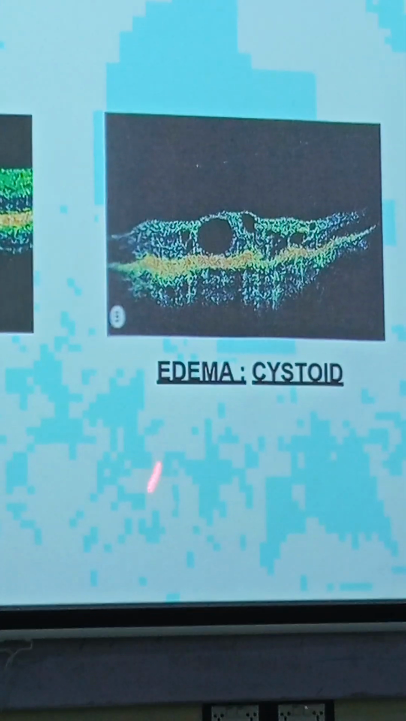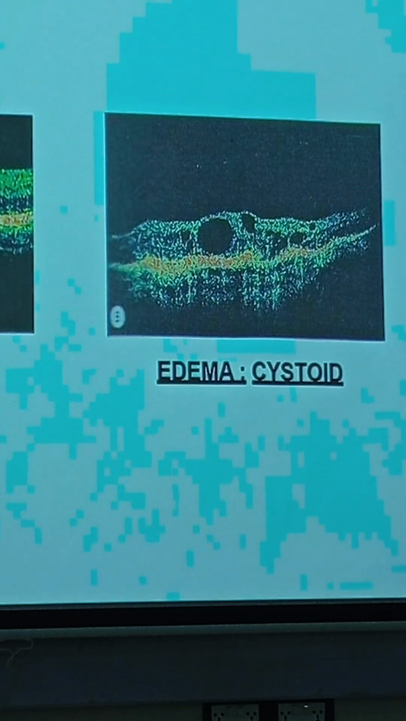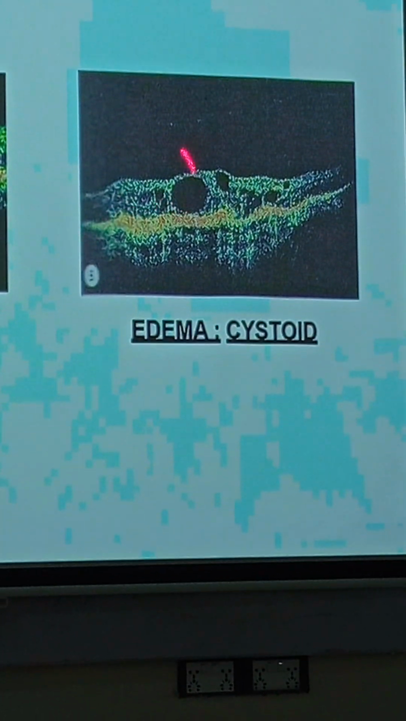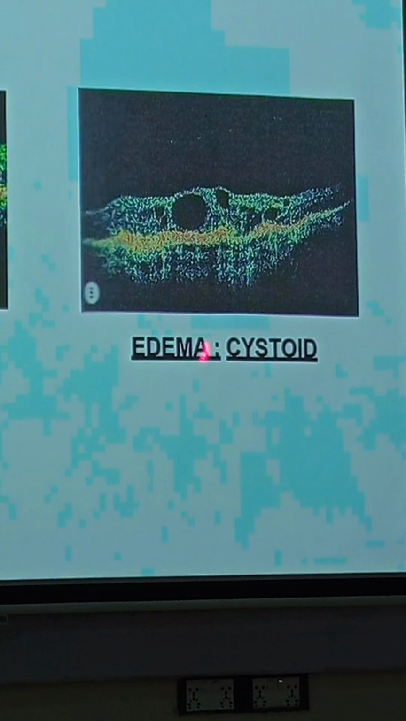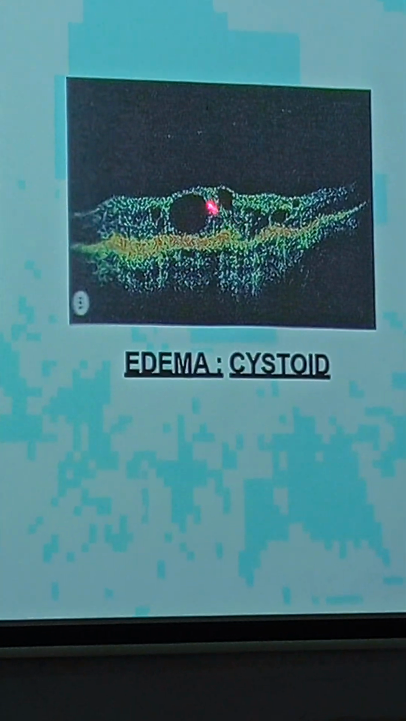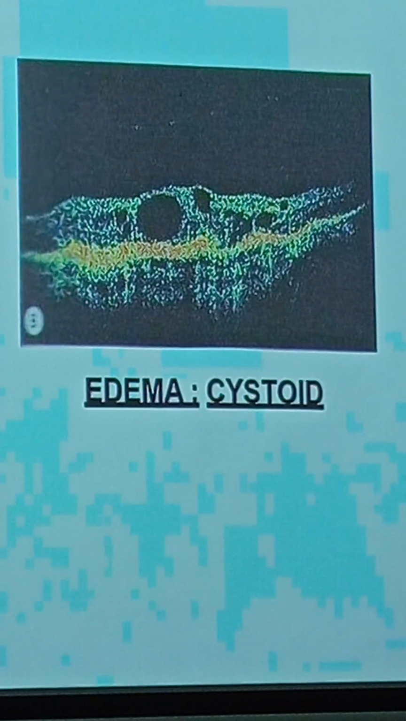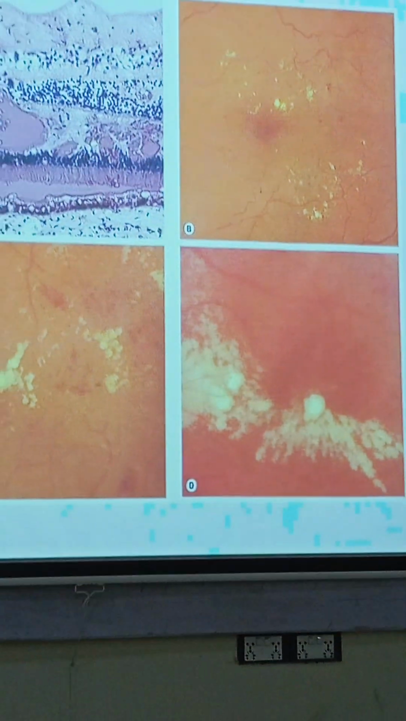After microaneurysm, number 1, intraretinal hemorrhage, number 2, retinal edema, number 3. You can see this is OCT, optical coherence tomography, and you can see the elevation. This is the normal, but it can be appreciated on clinical examination also. Then comes the hard exudates.